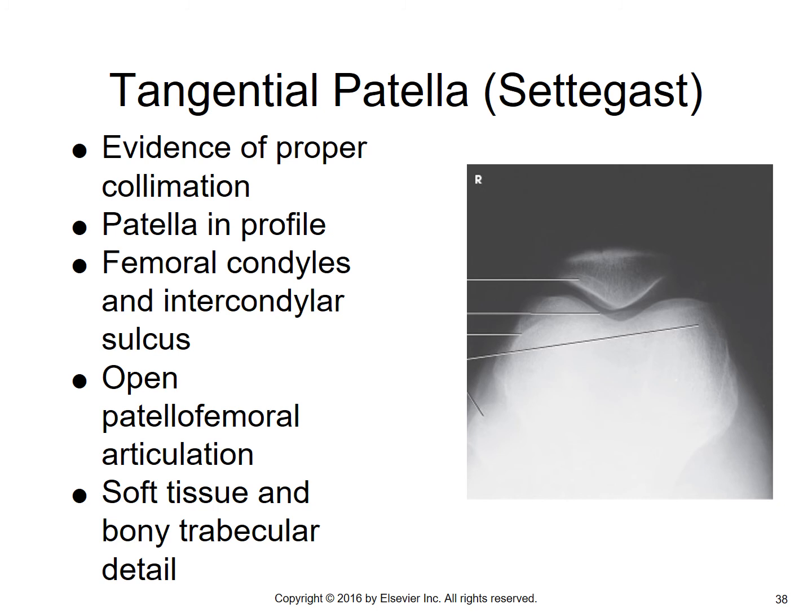For the Settegast, the tangential for the patella, evidence of proper collimation. Patella is in profile. Femoral condyles and the intercondylar sulcus are seen. Very important, open patellofemoral articulation. It almost looks like the patella is just floating on top of those condyles, giving you that mountain presentation. Soft tissue and bony trabecular detail are seen.